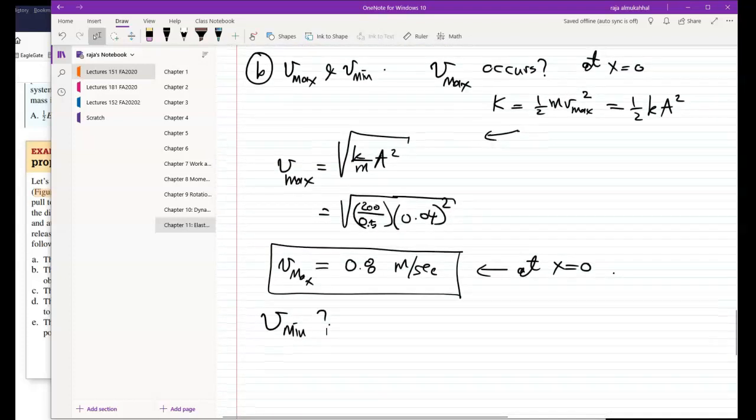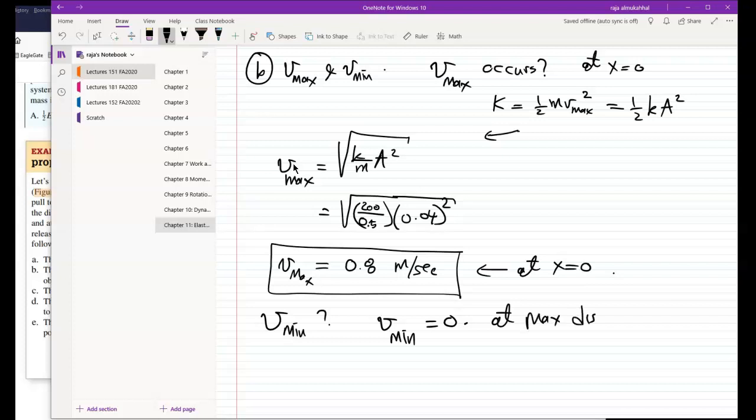So the minimum velocity simply is 0 at the extreme point, or at maximum displacement, which is plus or minus A, right? The extreme right and the extreme left. Got it? Okay.